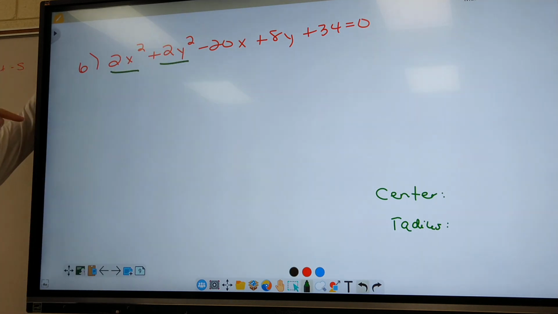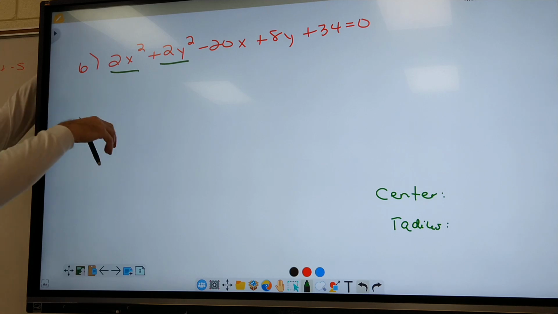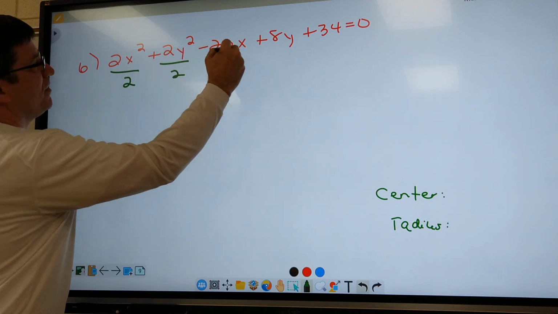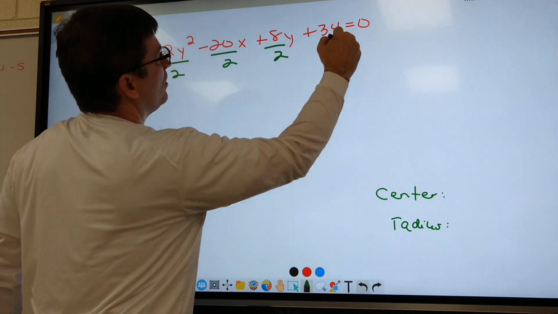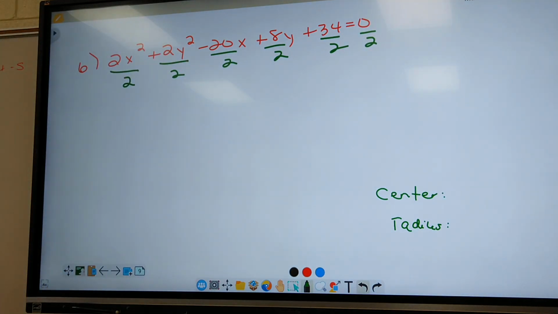So anytime you have this, Matthew, I'm going to make sure they're the same number for right now. And what you want to do is divide everything by 2, all the way down on both sides of the equal sign. Okay? Now, as you do that, go ahead and write your numbers in groups after you divide them by 2.